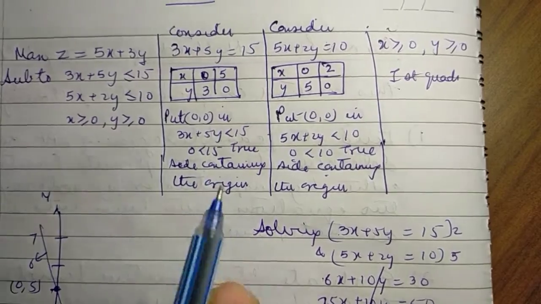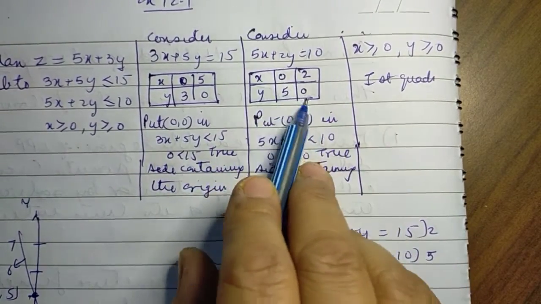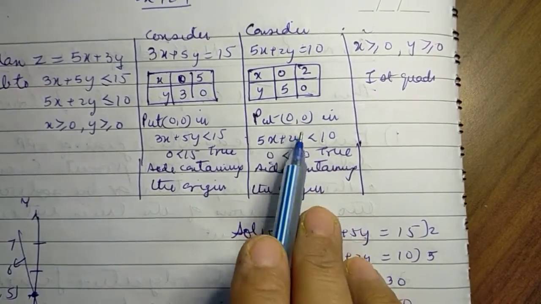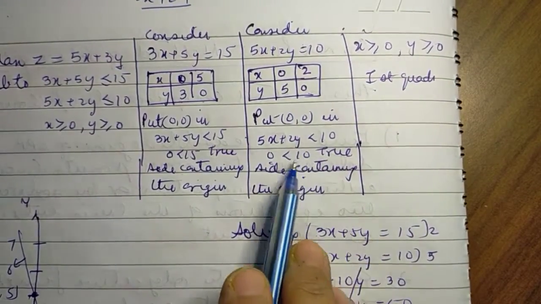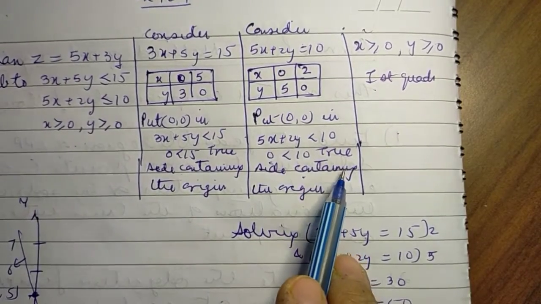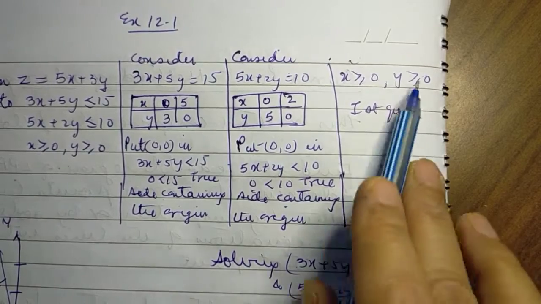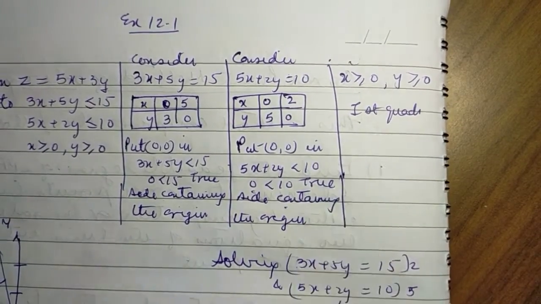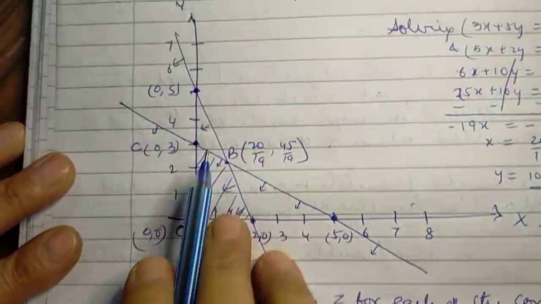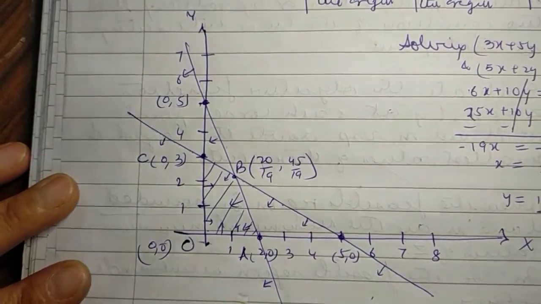So we will shade it. Similarly, for the next inequation also, we first see the corresponding equation, find 2 points, plot it, then put origin in the inequality. If it is true, the side containing origin is to be shaded, otherwise the other side is to be shaded. Now x greater than or equal to 0 and y greater than or equal to 0 together mean the first quadrant. So let us first draw the graph of the two equations.